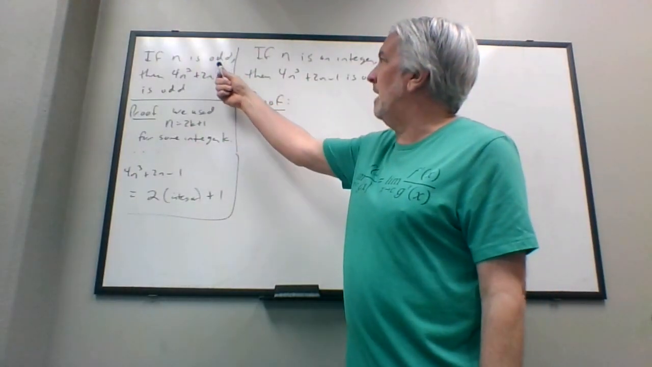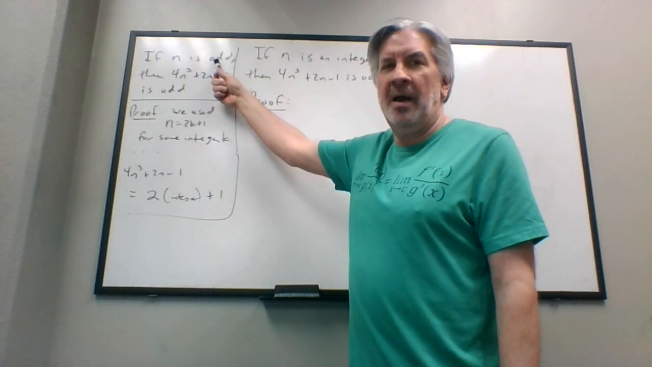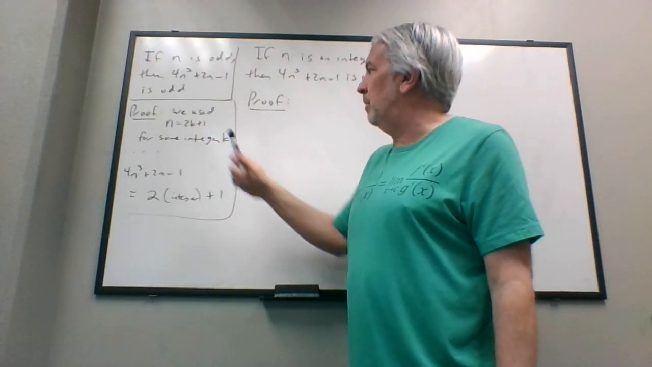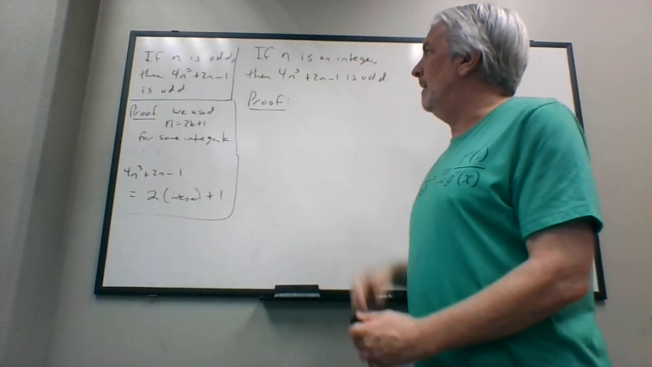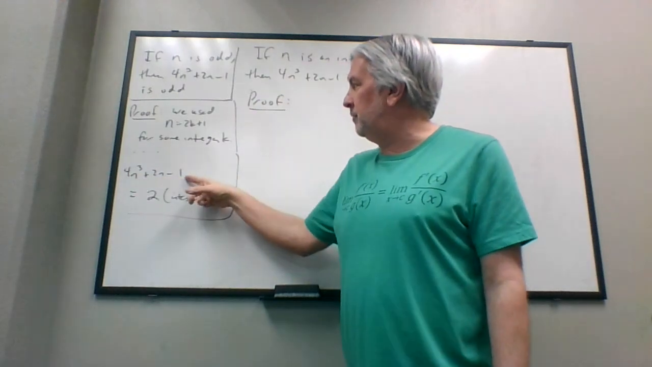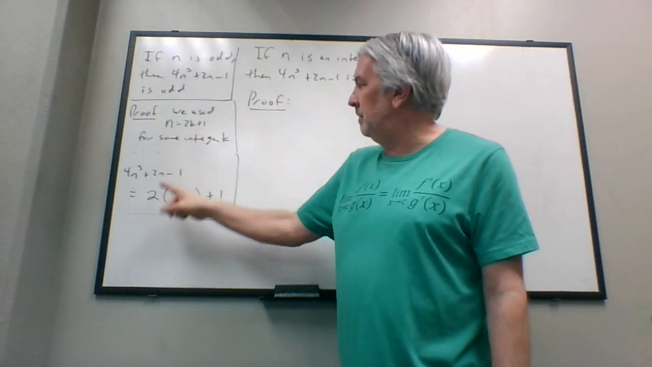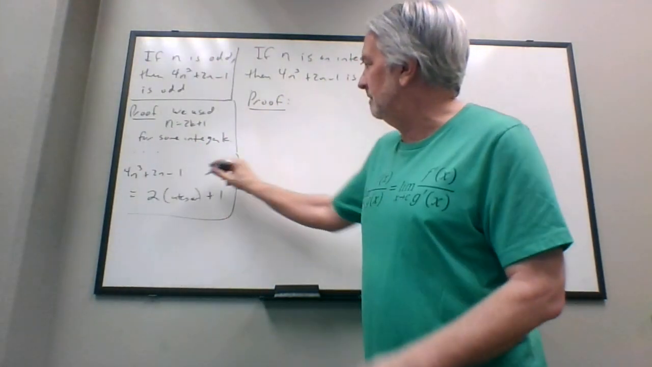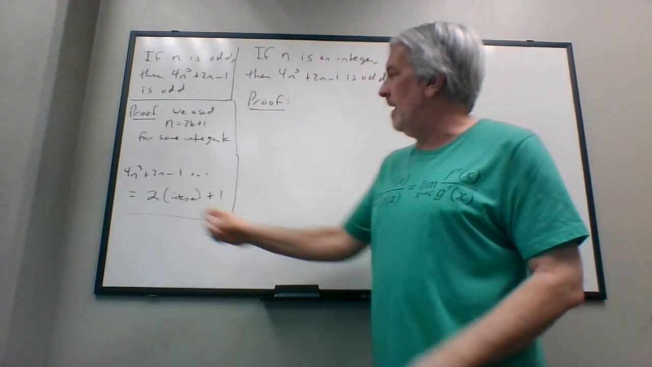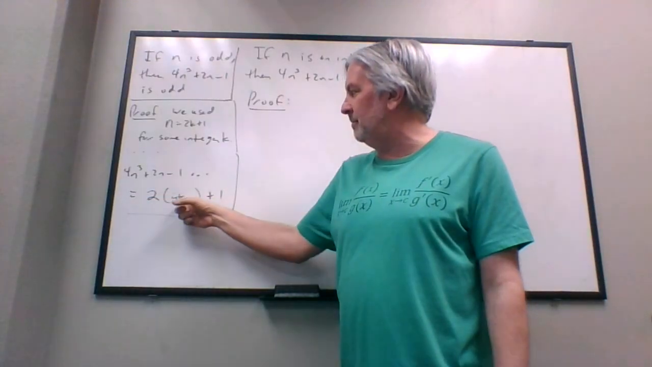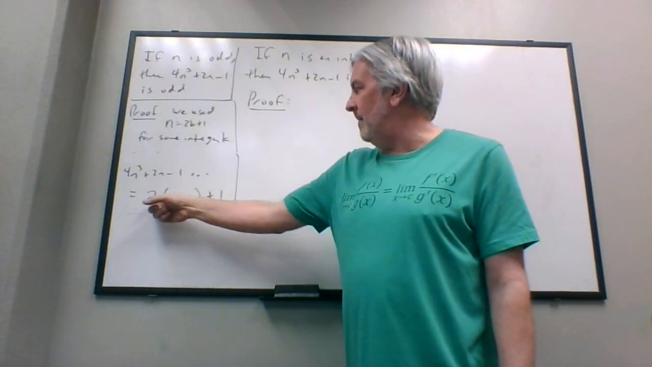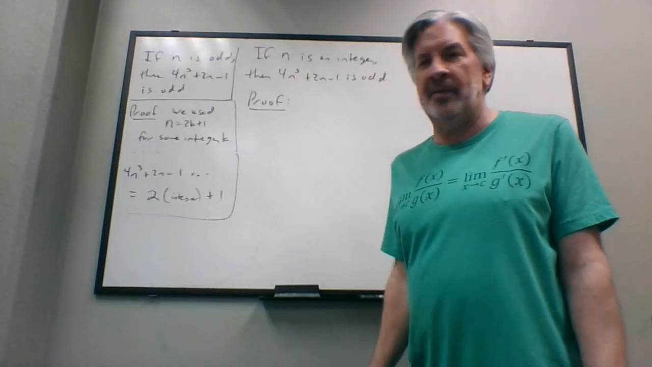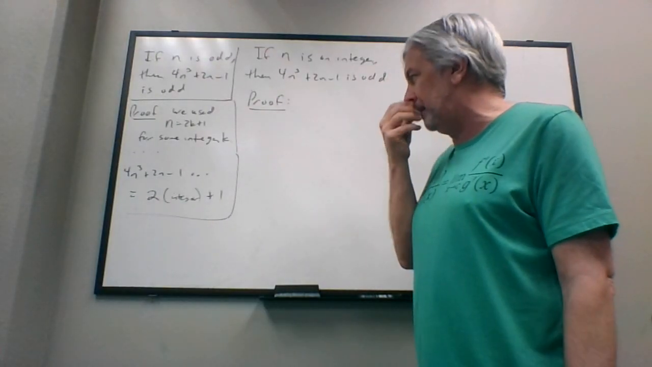So we assumed n was odd. In a direct proof, you assume the hypotheses. So n was odd, and that meant by definition n was 2k plus 1 for some integer k. Then we took 4n cubed plus 2n minus 1 and substituted 2k plus 1 for n, did some algebra, and worked it all out, and we got that we could rewrite this as 2 times some integer plus 1, and that's the definition of odd, which meant 4n cubed plus 2n minus 1 was odd. So that was just the rough idea of our proof, the high points.